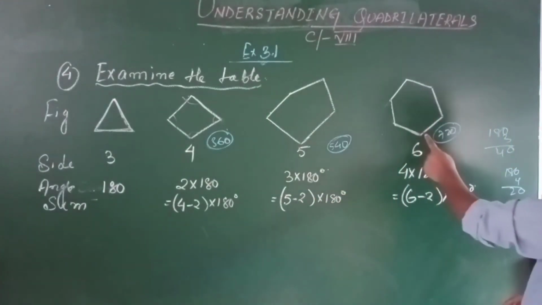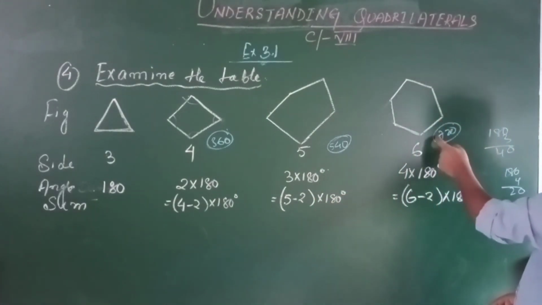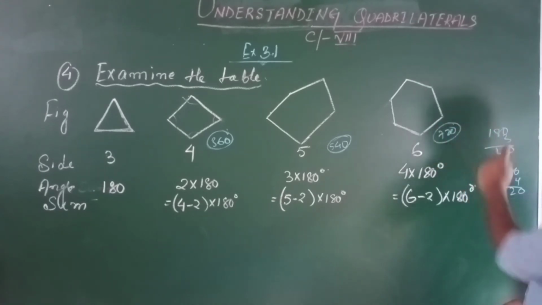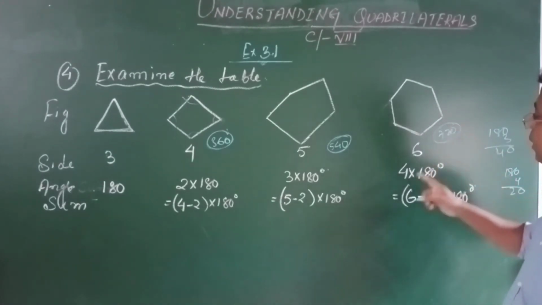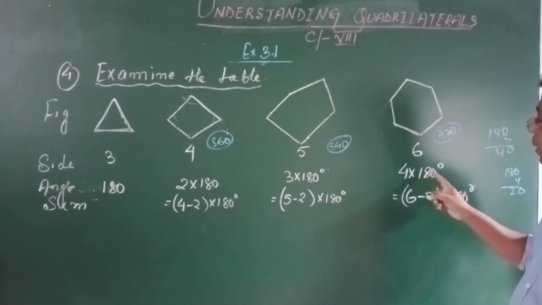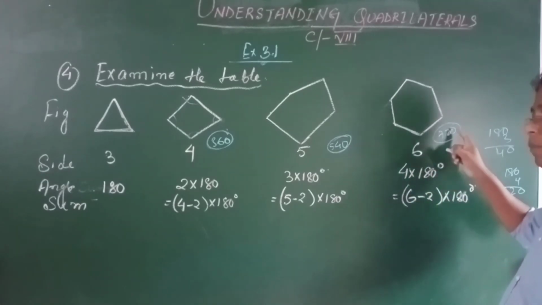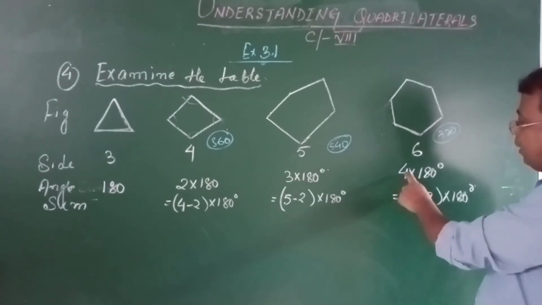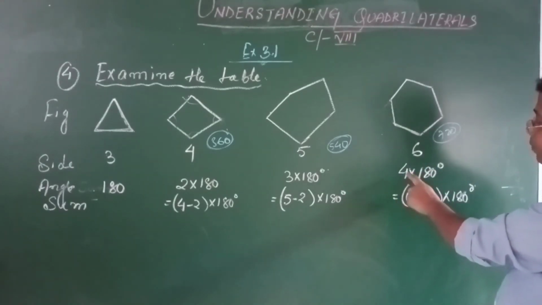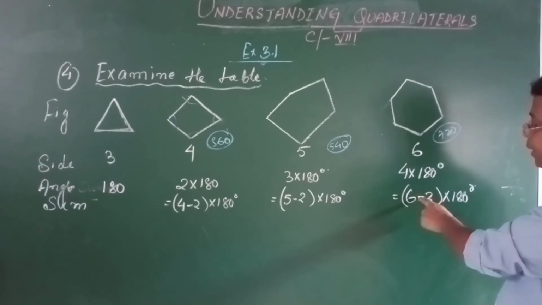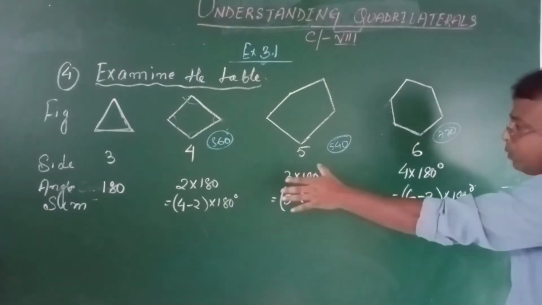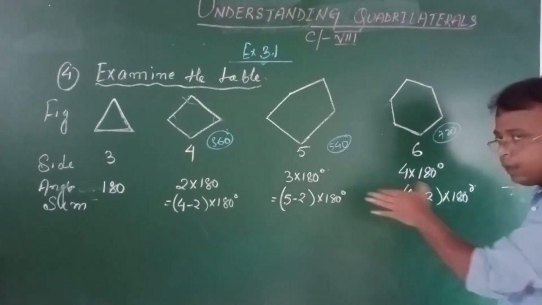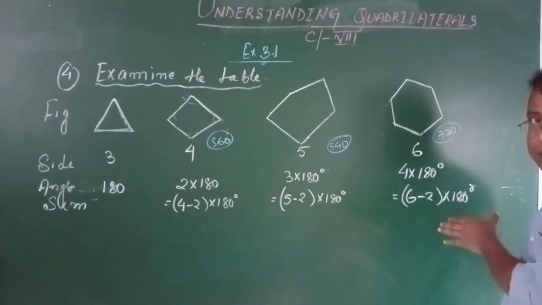And this is a hexagon. The sum of the 6 angles of a hexagon is 720 degrees. This 720 degrees you can write as 4 into 180 degrees. 4 into 180 means 720 only. Now this 4 you can write as 6 minus 2. Now when you see this, you will observe a pattern here.